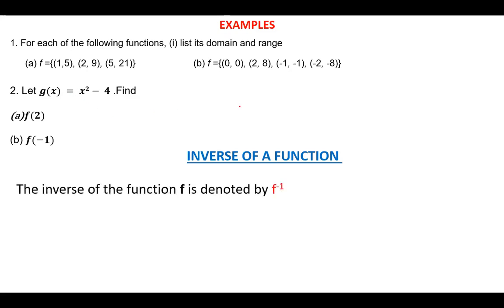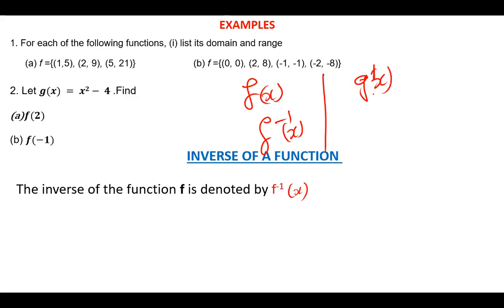The inverse of a function is denoted by f inverse of any letter there. We can have x. So if we have f of x as the function, the inverse of f of x would be denoted by f inverse of x. If we have g of x as the function, the inverse of g would be denoted by g inverse of x. If we have m of x as the function, the inverse function of m will be denoted by m inverse of x. This is how you denote an inverse function.